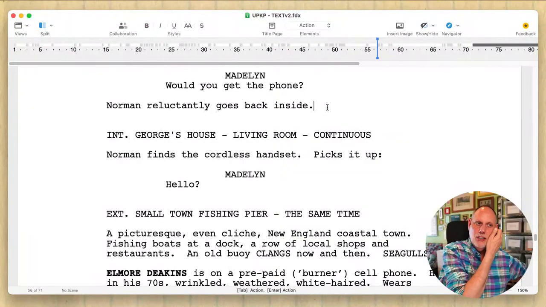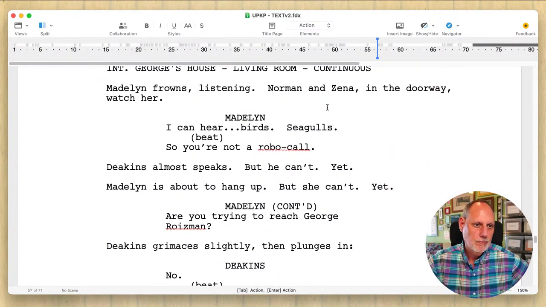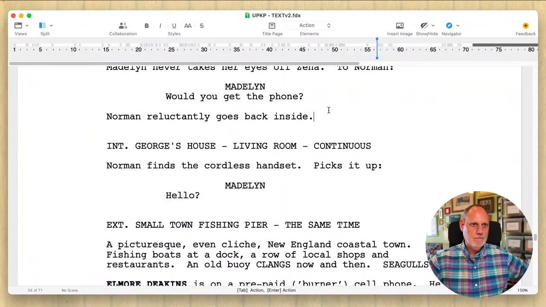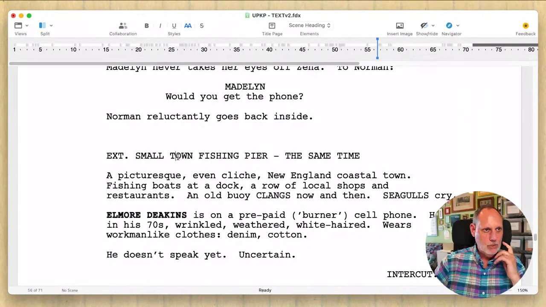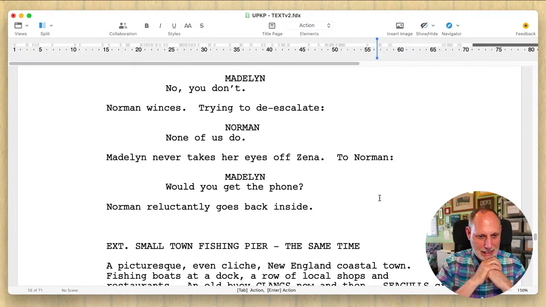Actually, now here's the thing. Do we need to go back inside? I don't think so. Although. What I'm thinking now is, do we need to see Norman pick it up? Couldn't he just bring the phone to her and say, "Guy wants to talk to you." Yeah. So then the question is, what would Madeline and Xena be saying?